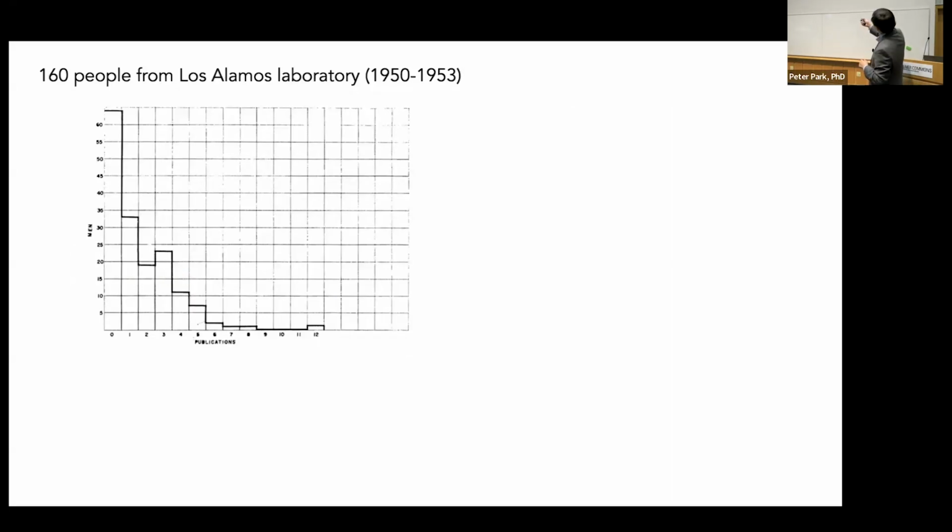All right, so what Shockley did was look at 160 people from Los Alamos Laboratory. This is a famous research laboratory in New Mexico. And he looked at the publications per person. Turns out that most people didn't publish anything. There's one person that published 12 papers and so on. Okay, this is not a normal distribution.